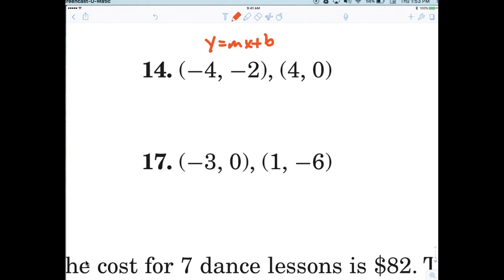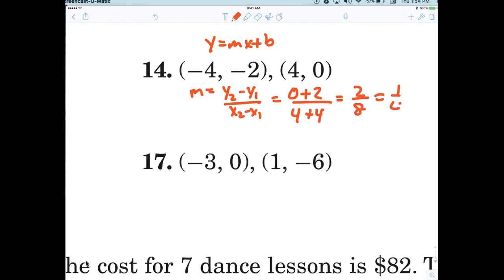We don't know what m is, correct? So we had a formula for m, which was, I'm just going to write it down, y2 minus y1 over x2 minus x1. You have to know that now. And once I do that formula, that will give me the slope. So here we go. Remember, I'm trying to make things positive. So I would do 0 plus 2 over 4 plus 4 equals. Is everybody happy with that? Slope is 1/4.